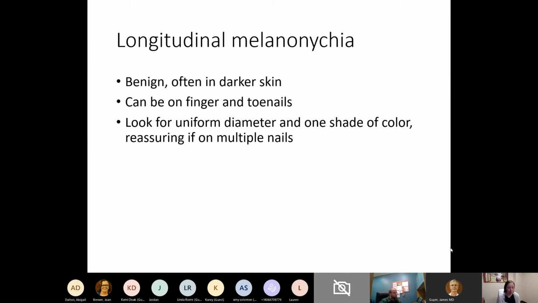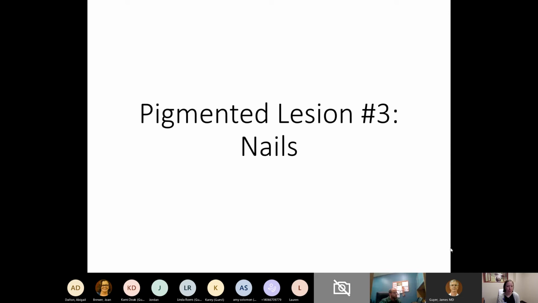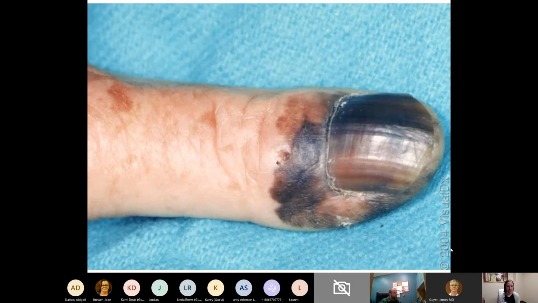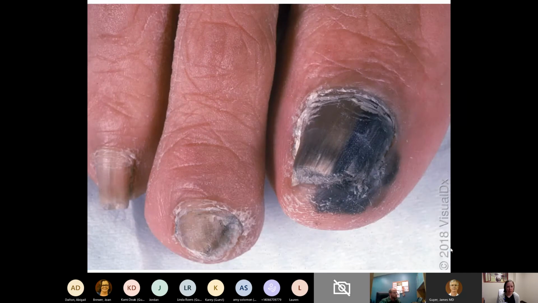My rule of thumb for nails and lips is that if there are multiple, it's probably not harmful because you're not growing multiple skin cancers in one spot. And here we have a third case of nails, slightly different. This person's coming in, hasn't really sought medical care for what's probably been there for years. Their entire nail is black, and you can see all the discoloration extending onto the proximal nail fold. And then we've got someone's foot also.